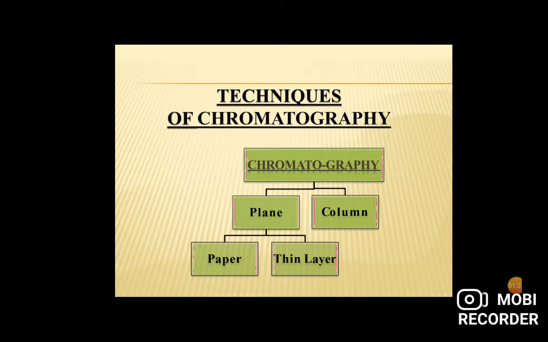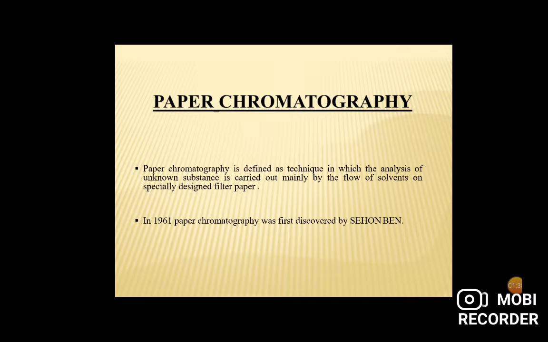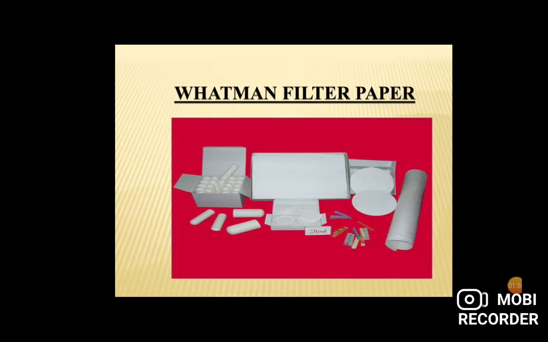Techniques of chromatography: plane and column. The plane chromatography is further subdivided into two parts: paper and thin layer chromatography. Paper chromatography is defined as a technique in which the analysis of unknown substances is carried out mainly by the flow of solvents on specially designed filter paper. In 1961, paper chromatography was first discovered by the scientist Sean Bell.